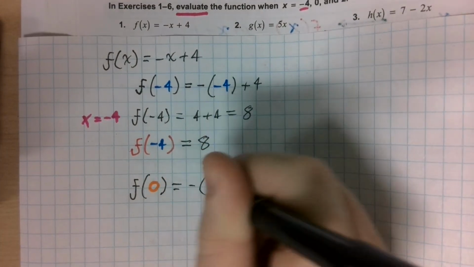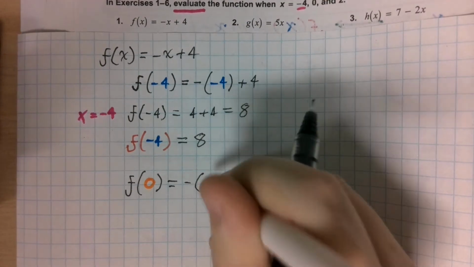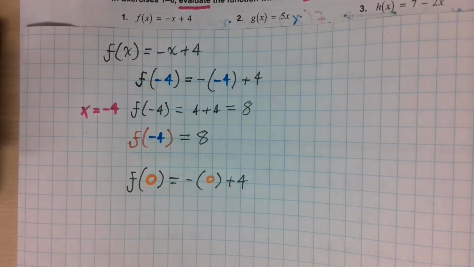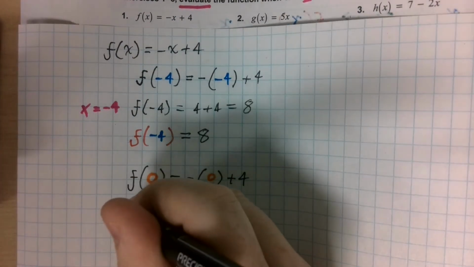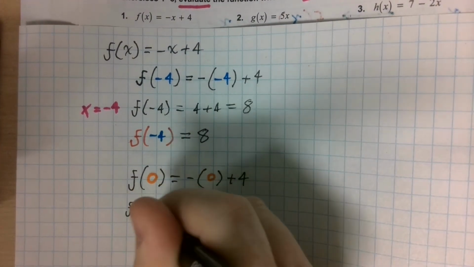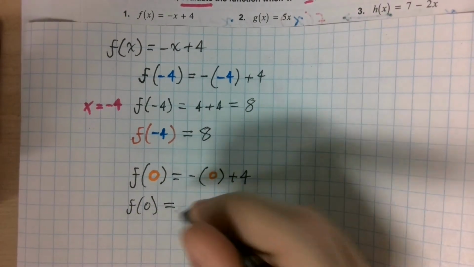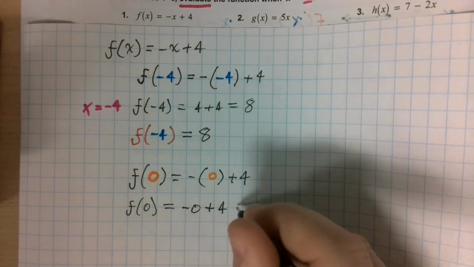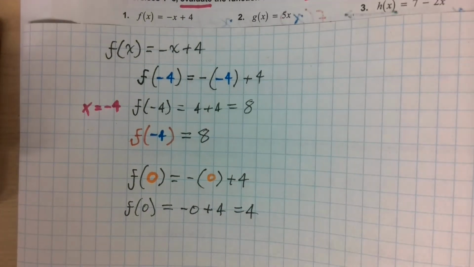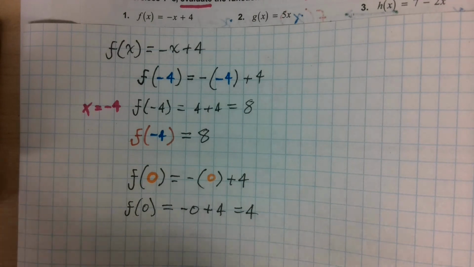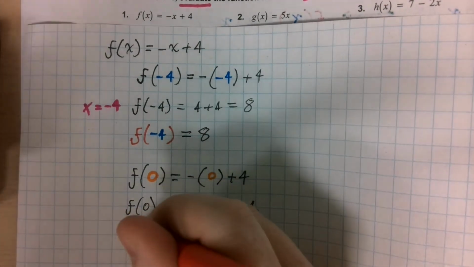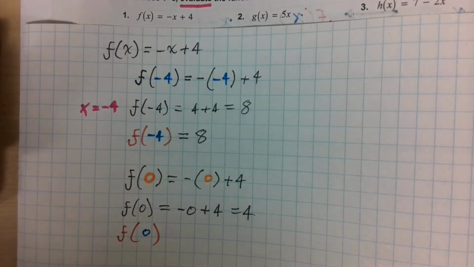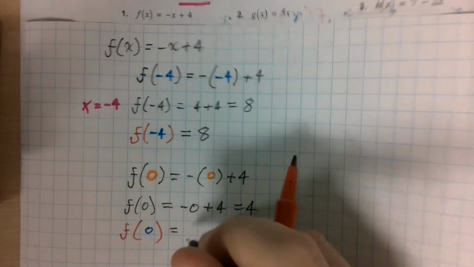equals -0 plus 4. Again, we're just plugging in the x's for this first step. Then we start simplifying. The function at 0, in other words, our output when x is 0, is equal to -0 plus 4, which we know is just 4. So, our answer is f of 0, in other words, the function when x is 0 is equal to 4.